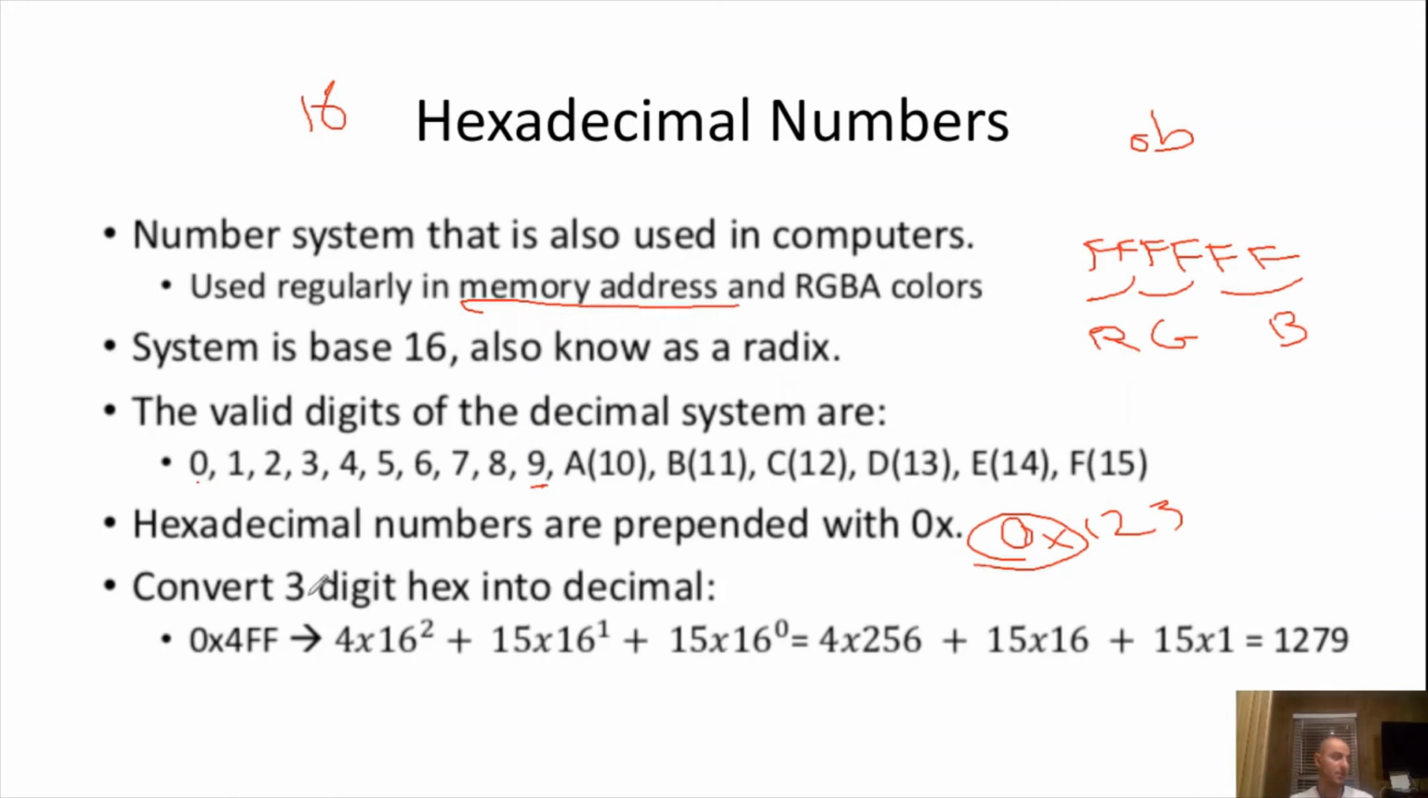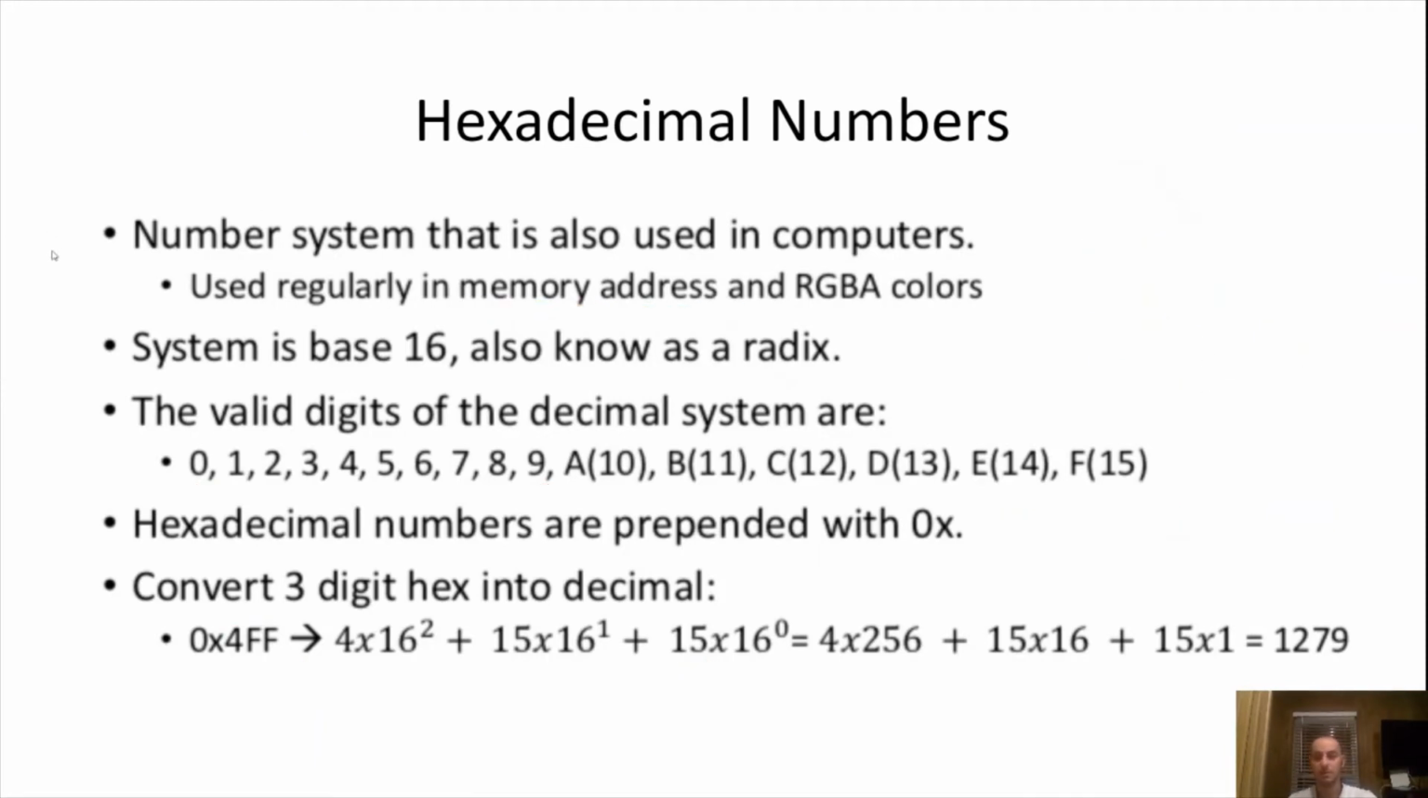So for example, if you are converting a 3-digit hex into decimal, you have 4FF. If we put the index, that's 0, 1, 2. So there is going to be 4 times 16, because the base is 16, right? To the power of 2. And then F is 15 times 16 to the power of 1. And then again, F another 15 times 16 to the power of 0. And you basically add them up and you get your number. So this 4FF in hex is actually 1279. So the same rules apply. Let's continue.